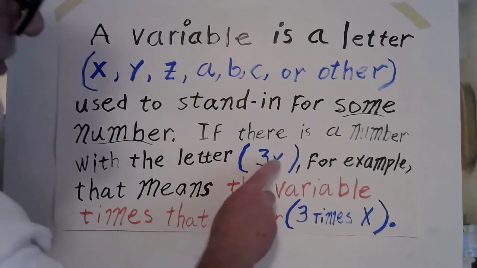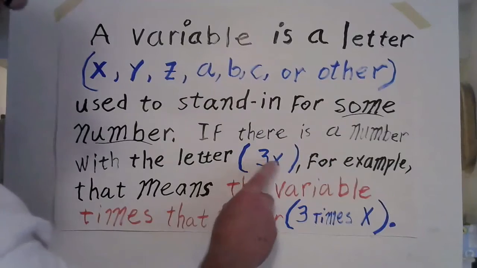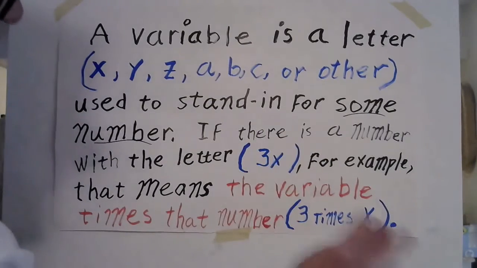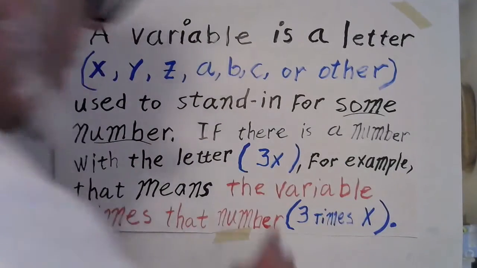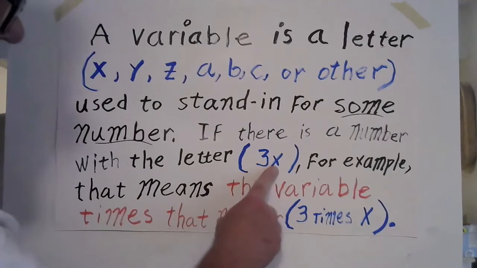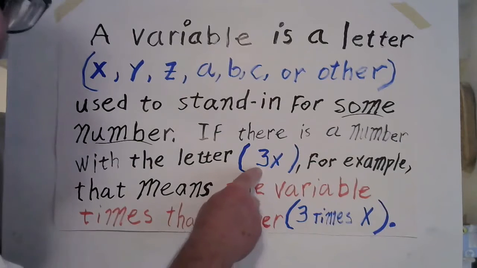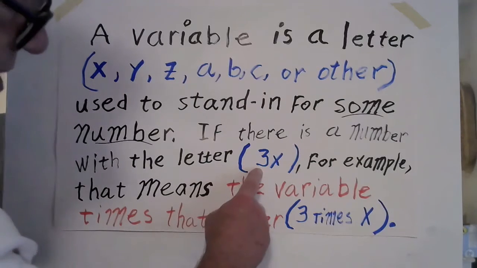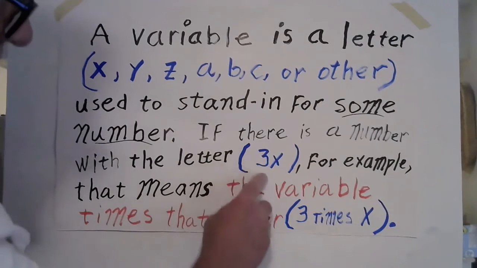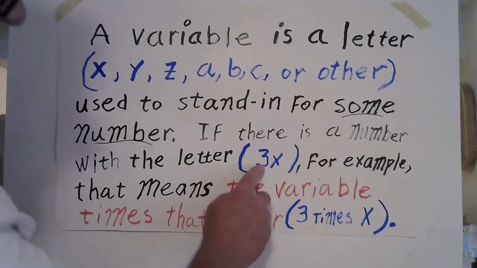So don't get too worried about it. Just recognize this letter is called a variable. They call the number next to it a coefficient. I don't think anybody's going to quiz you on that. The coefficient just means the number in 3 times x. Okay, for example, that means 3 times x.